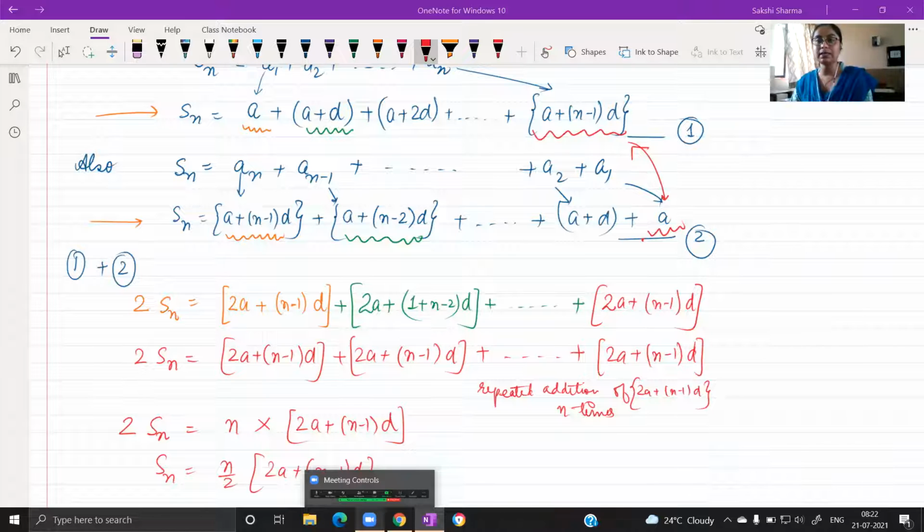Add करने के बाद जो right hand side है, that will give you a pattern of a repeated addition of this value 2A plus n minus 1 times D. वो बार बार add हो रहा है. कितनी बार add हो रहा है? We know there were n terms, so the addition is being performed n times. We write that repeated addition as multiplication, and hence we get the answer.